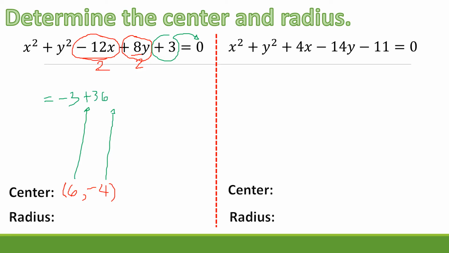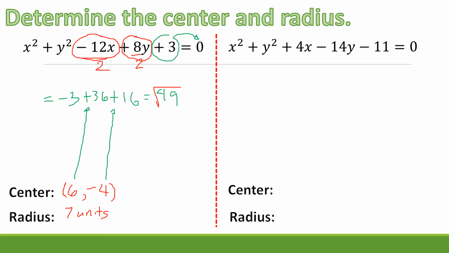Negative 4 times negative 4 is positive 16. Next we combine all of these numbers. Negative 3 plus 36 plus 16 gives us 49. Then the last thing, we now get the square root of 49, which is 7. So therefore, the radius is 7 units. So these are the steps or the process in determining the center as well as the radius of the equation of a circle written in general form.